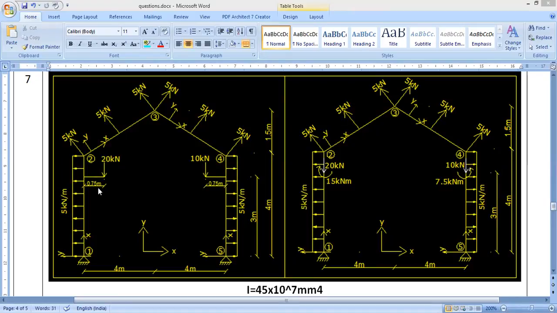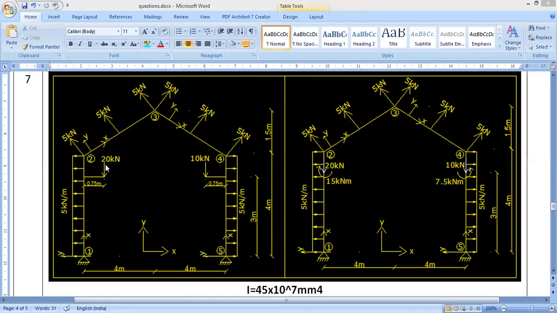Okay, and you have here a horizontal member, or a cantilever beam, I can say. The length is 0.75 meters. Here also the length is 0.75 meters. Here I have taken a point load of 20 kilonewton and a point load of 10 kilonewton here. This will simulate the effect of the corbel on the columns. You can assume that this is a corbel and this is a corbel.